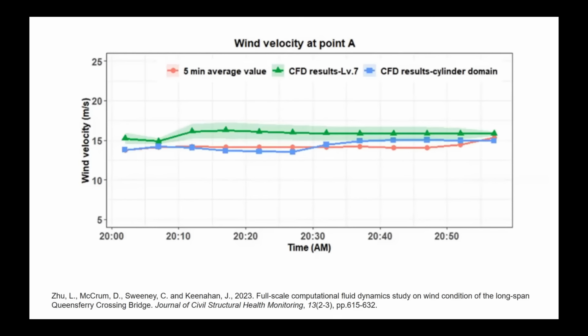So here we're seeing in red the 5-minute average of the sensor data. In blue, the results from the cylindrical domain. And in green, the equivalent results from the cube domain, the square one. So again, quite encouraging. So this is only, in my mind, the start of the process.